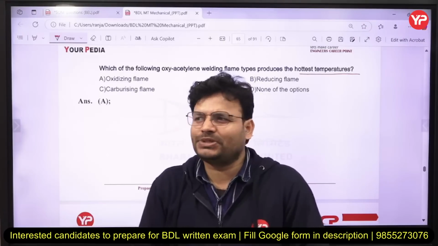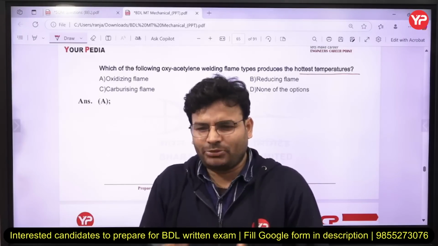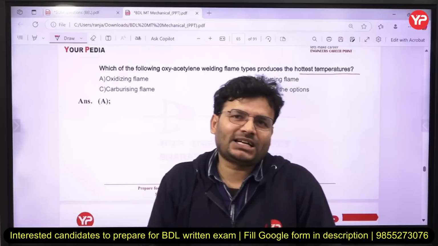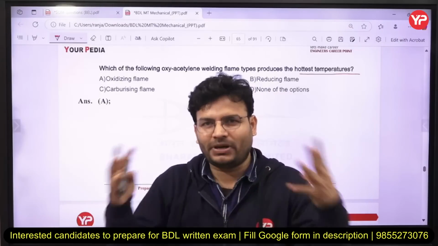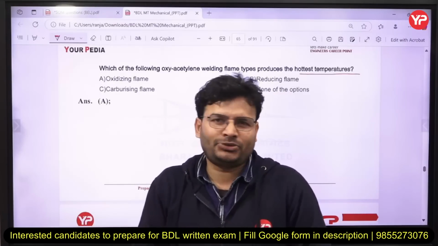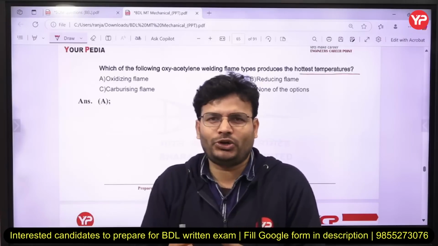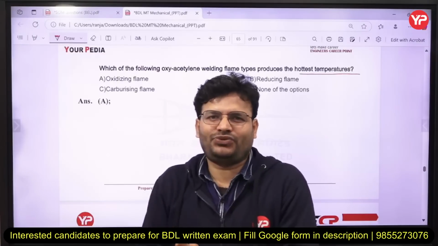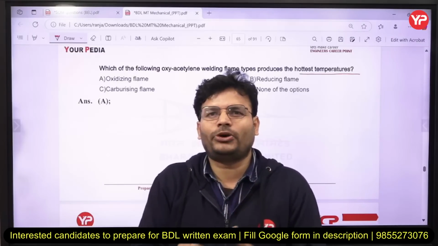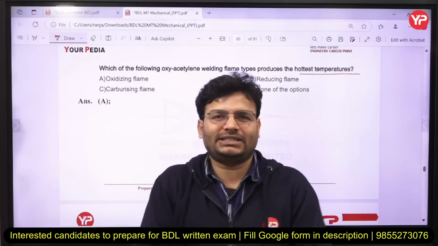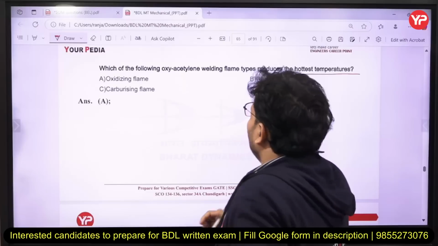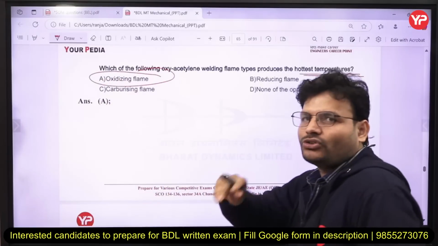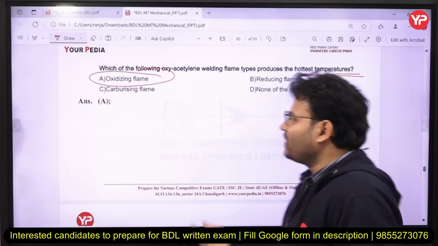If you talk about minimum temperature, it can be from the carburizing flame, because in the carburizing flame, the oxygen concentration or mole of the oxygen or volume of the oxygen is less than that of the supplied acetylene. So proper burning does not take place. If proper burning of the carbon does not take place, it will be unburned. So you are not going to get the sufficient amount of heat, or you can say the maximum heat. So in fact, in case of carburizing flame, I am going to get the least amount of heat. If you talk about neutral flame, it will be in between the oxidizing and carburizing flame. So here, talking about the hottest flame, it can be what? Oxidizing flame, my dear friends. If you talk about the least hot, then it will be carburizing.